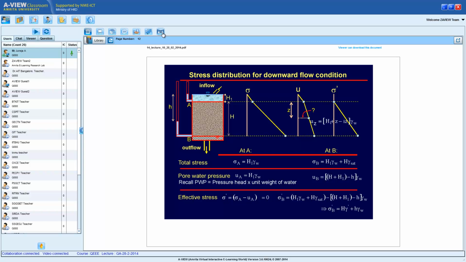This concept is used for many drawdown cases where you want to extract water and consolidate the ground. You normally suck the water from the ground such that the water goes down. Seepage forces are in the downward direction, which causes an increase in effective stress. So this is a very practical usage of this particular concept.